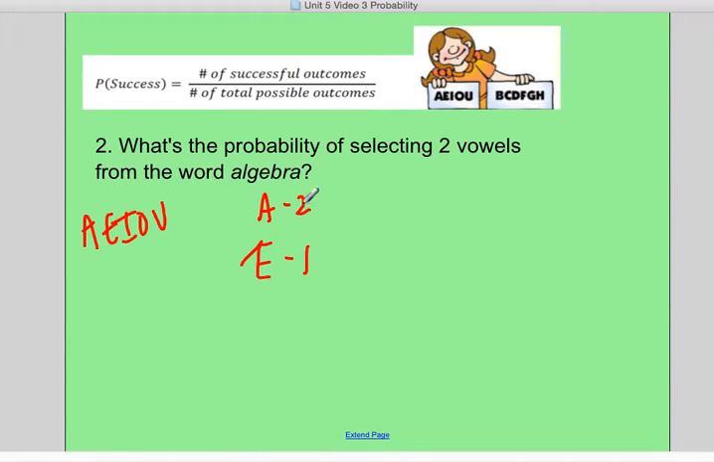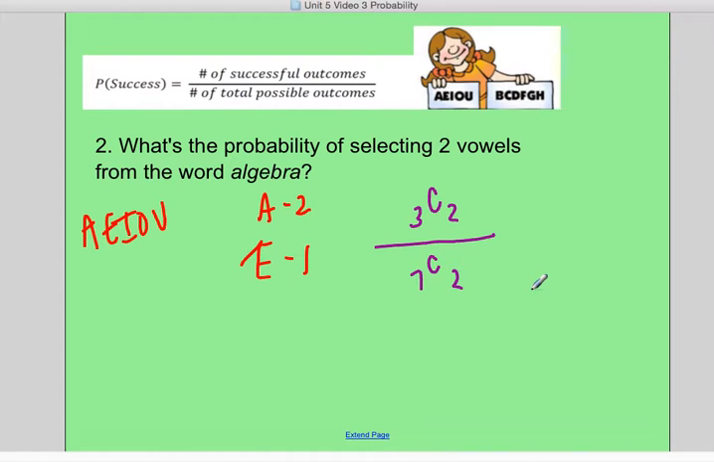How many vowels are there total to choose from? Well, there are 3, and out of 3, we're selecting 2. So this one's a combination. Over, now our total. How many total letters are there? There's 1, 2, 3, 4, 5, 6, 7. And overall, we're choosing 2 from a group.